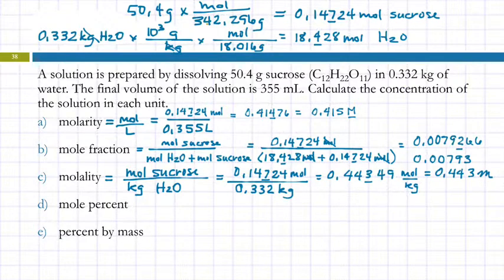Mole percent. Since we already calculated the mole fraction, this one's pretty easy, because mole percent is the mole fraction times 100. It's just taking that fraction and converting it to a percent. So 0.00793 times 100, 0.793%.